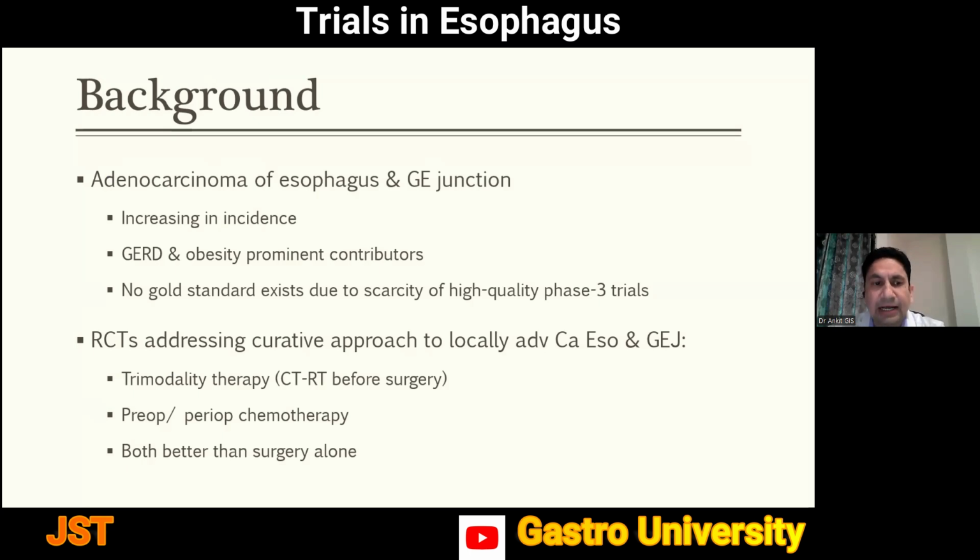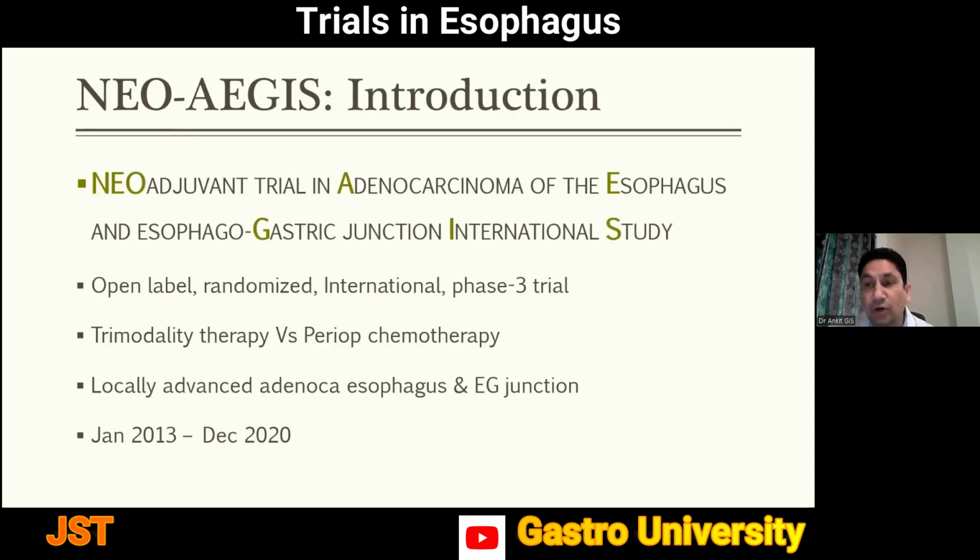So they said that RCTs are required to address the potentially curative approach for this locally advanced carcinoma. They again said that there is trimodality therapy, and there is pre-op or perioperative chemotherapy, which have already been proven superior to surgery alone. So they set out to compare preoperative chemoradiotherapy versus peri-op chemotherapy. The full form of this study being Neoadjuvant Trial in Adenocarcinoma of the Esophagus and Esophagogastric Junction International Study.